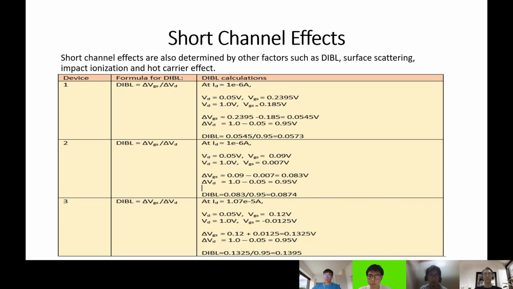So we can observe short channel effects throughout this simulation. Short channel effects can be categorized into DIBL, surface scattering, impact ionization, and hot carrier effect. The first one is DIBL. The formula for DIBL is the difference in gate voltage divided by the difference in drain voltage. Based on the calculation, we observe that device 1 has the lowest DIBL, while device 3 has the highest DIBL. Next.